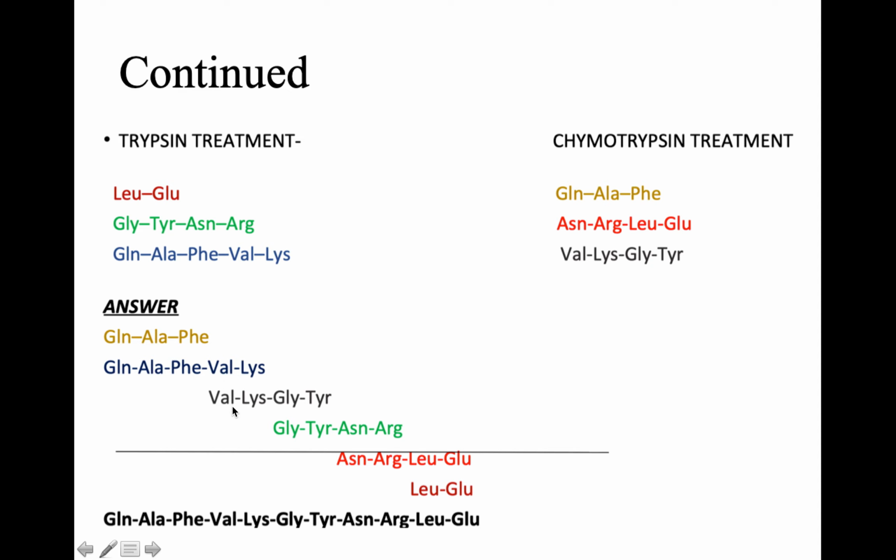This fragment has the valine, lysine, glycine and tyrosine residues. In this case, valine and lysine are the overlapping sequences, and we can arrange it. After this, the glycine and tyrosine residues are also overlapping. By combining or arranging all these overlapping sequences, we can deduce the sequence of the entire polypeptide chain over here. So by ordering all these fragments and looking for the overlapping sequences, we can deduce the entire sequence of the polypeptide chain.